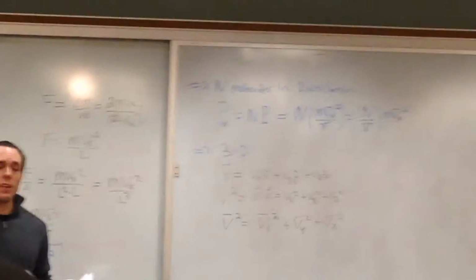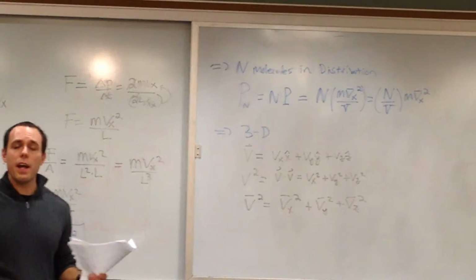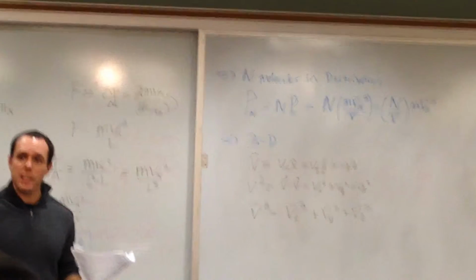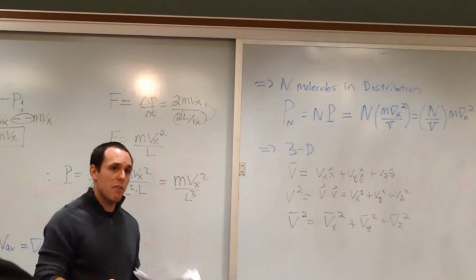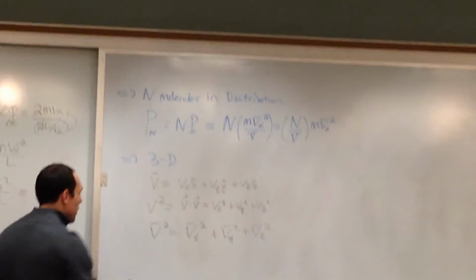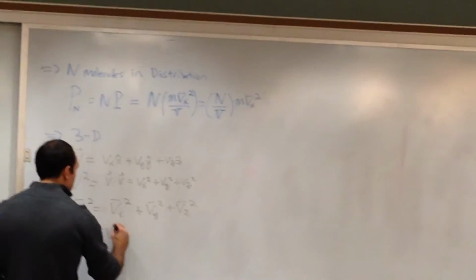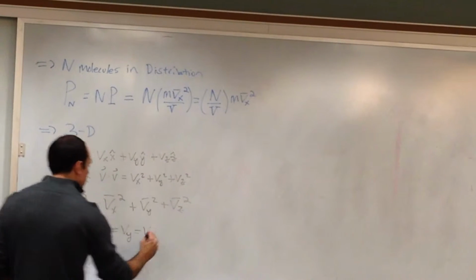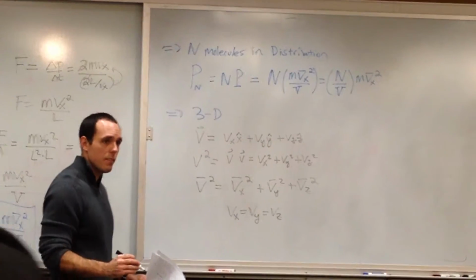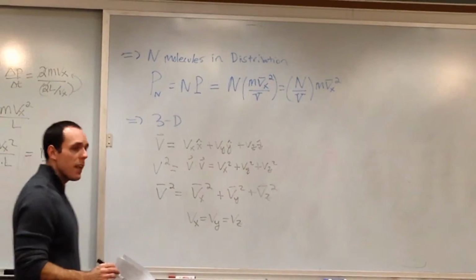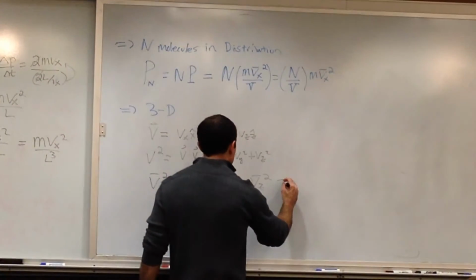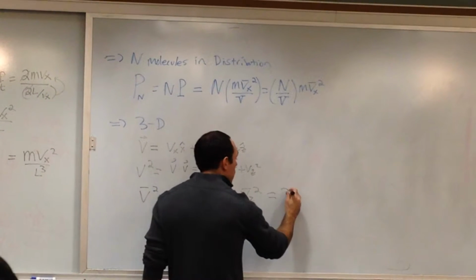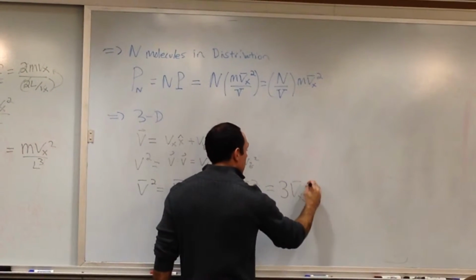And now, since I'm making everything ideal and saying the container is a perfect cube, and that there are no gravitational or any other forces preferentially disturbing or accelerating the gases in one direction, then we can say Vx is equal to Vy, which is equal to Vz. If I do that, V squared is equal to Vx squared plus Vx squared plus Vx squared, or 3 Vx squared.